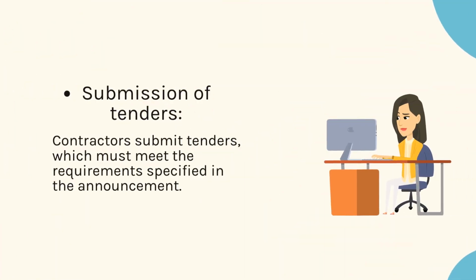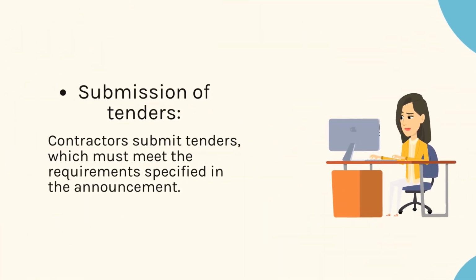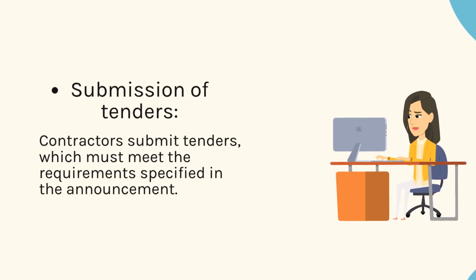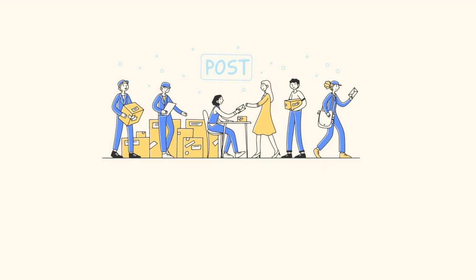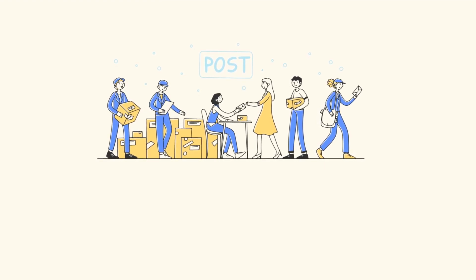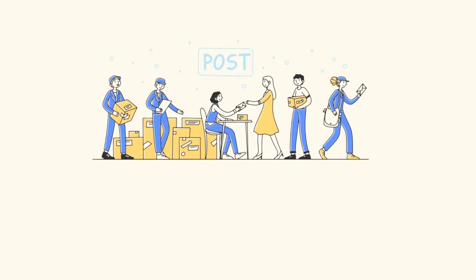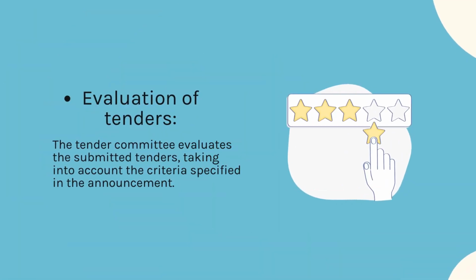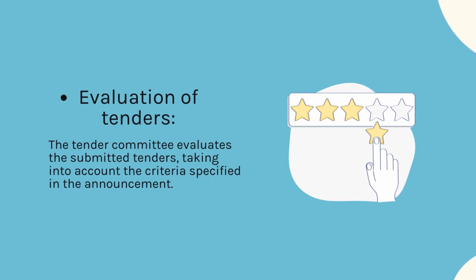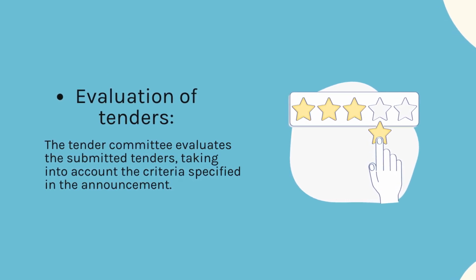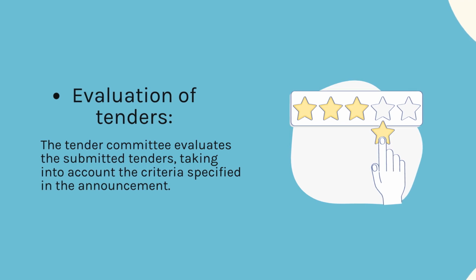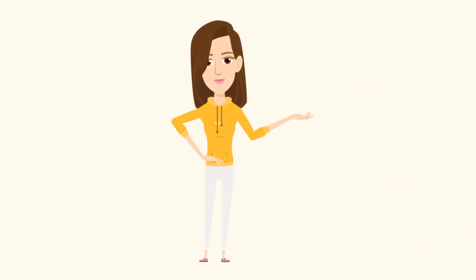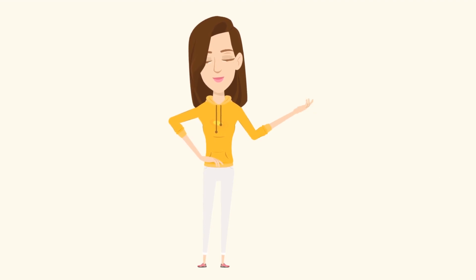Submission of tenders. Contractors submit tenders, which must meet the requirements specified in the announcement. Tenders are usually submitted in writing, and must be submitted before the deadline for submission of tenders. Evaluation of tenders. The tender committee evaluates the submitted tenders, taking into account the criteria specified in the announcement. The Commission may select the most advantageous bid or decide to cancel the procedure.